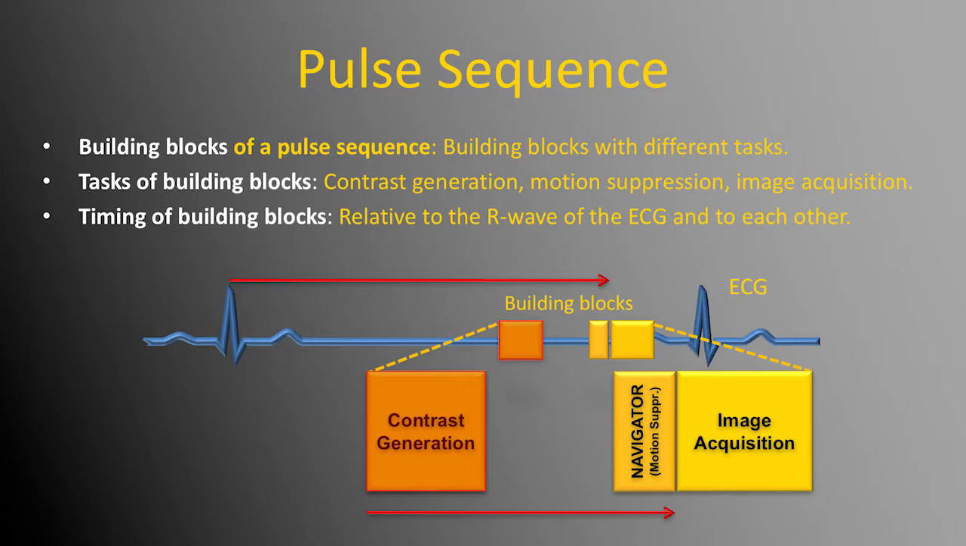So typically what you have is EKG triggering. Then you have first some module that is responsible for generating the contrast. Then you have some navigator if you want to do respiratory motion suppression during free breathing, or alternatively you can use breath holds. And then finally you have the image acquisition. And as you can see, there is a very strict temporal relationship among those, and perhaps also to the R wave of the EKG. So let me first focus on how we generate contrast.